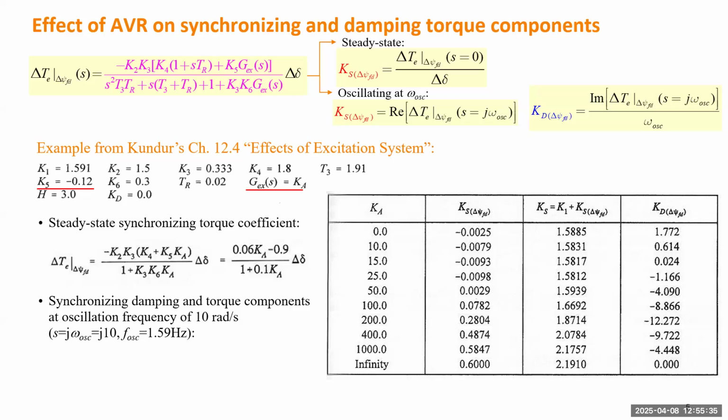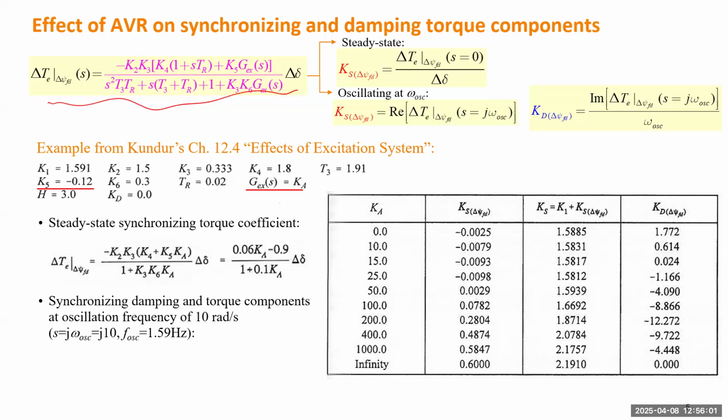Last Thursday, we derived a transfer function from the angle to electric torque that goes through the excitation system of the generator, which is shown here. We have proved this one based on a block diagram.